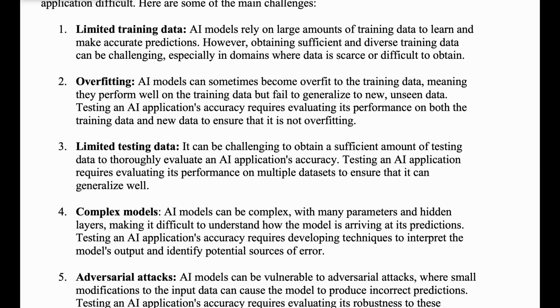Third challenge is limited testing data. Friends, it can be challenging to obtain a sufficient amount of testing data to thoroughly evaluate an AI application's accuracy. Testing an AI application requires evaluating its performance on multiple datasets to ensure that it can generalize well.